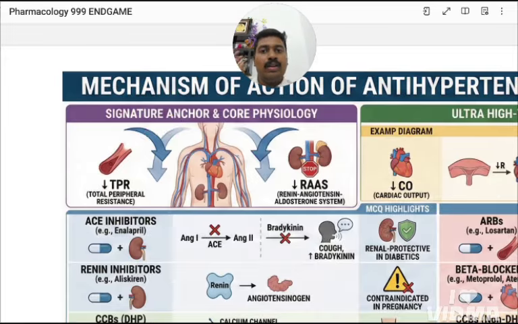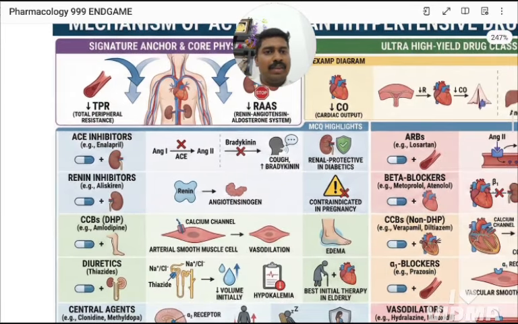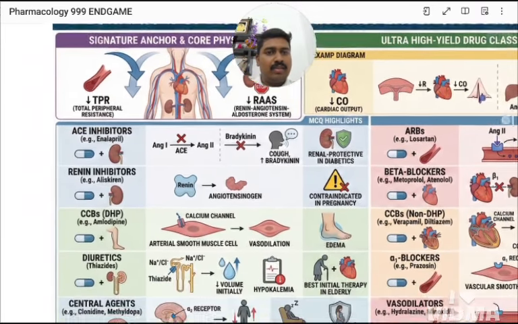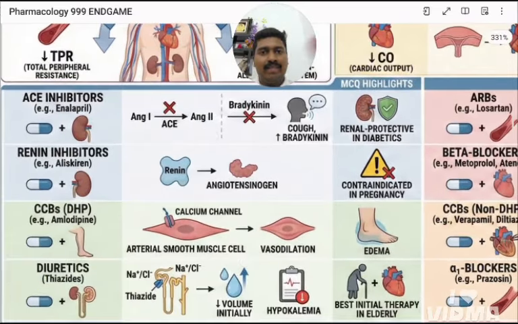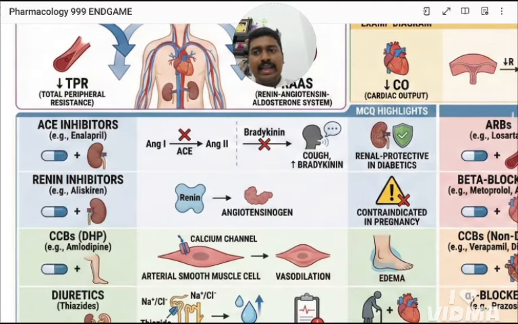Now what does an antihypertensive do? One mechanism: it decreases the renin angiotensin mechanism, and second, it will decrease total peripheral resistance also, causing arteriolar dilatation. We have various groups of drugs. First is ACE inhibitor. As the name suggests, it inhibits the ACE enzyme. ACE is angiotensin converting enzyme, which converts angiotensin 1 to angiotensin 2.